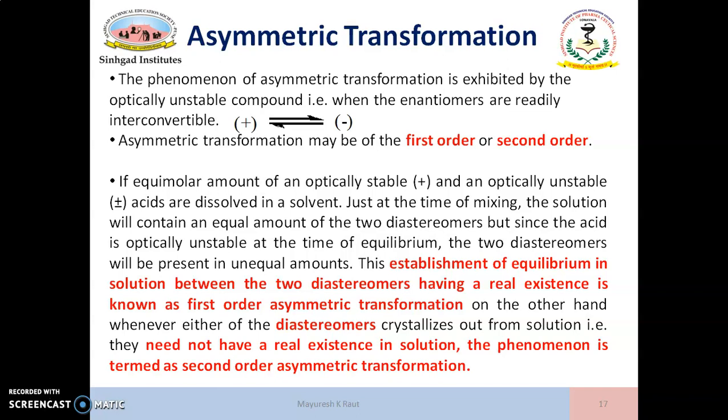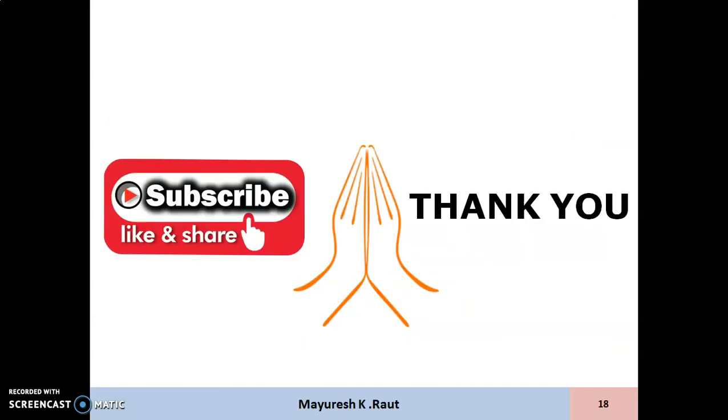This establishment of equilibrium in solution between the two diastereomers having a real existence is known as first order asymmetric transformation. Whereas when the diastereomers do not have real existence in solution, the phenomenon is termed as second order asymmetric transformation. That is all about resolution of racemic mixture.